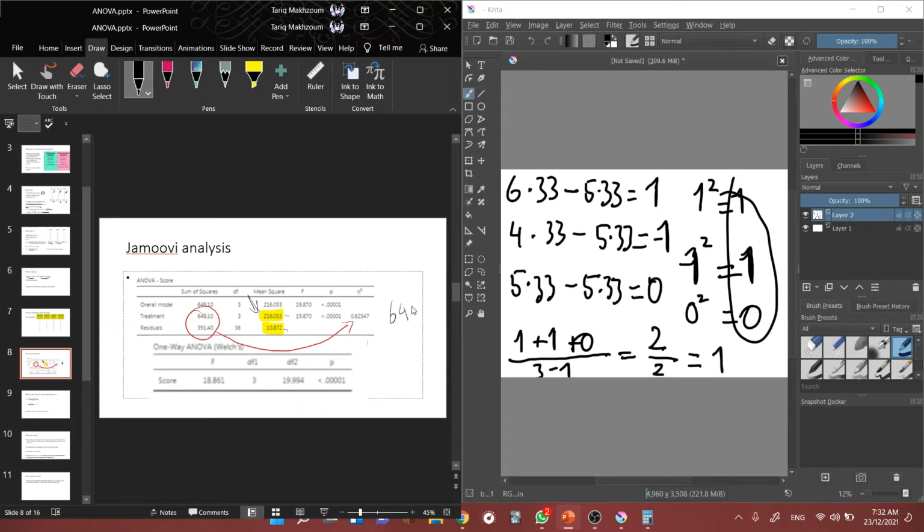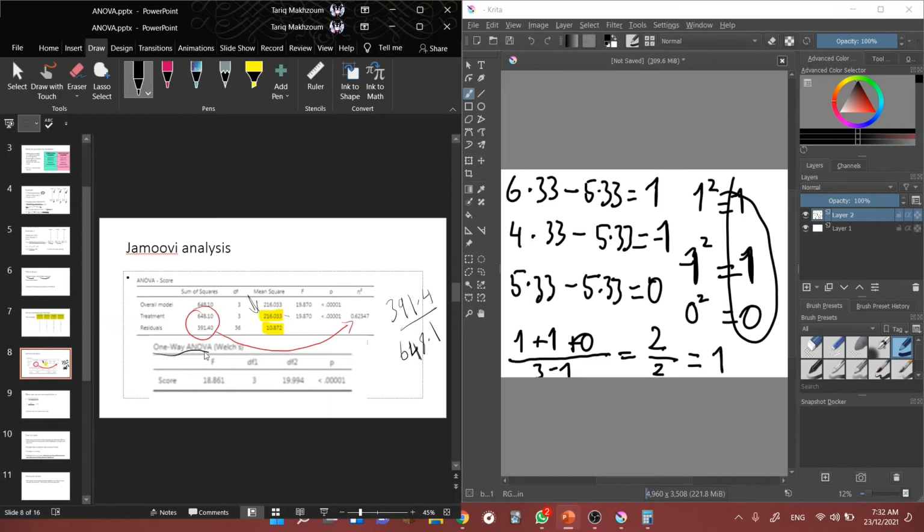So that's going to be 648. Wait, no, that's backwards. So that's going to be 391.4 divided by 648.1. Okay? And that gives us an eta squared of 0.6, or an effect size of 0.6.